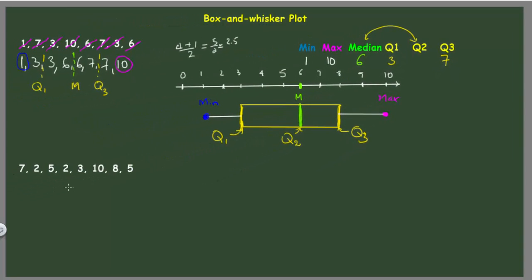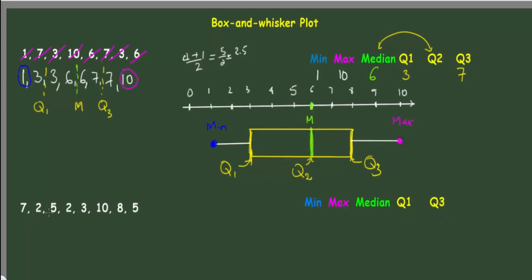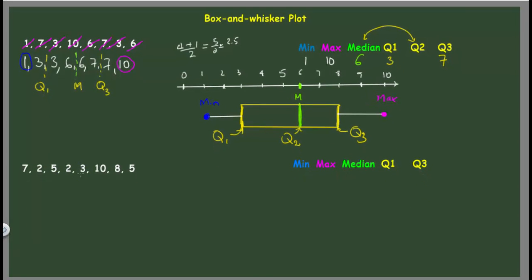Now, let's take a look at this other example. Again, we want to find the minimum, the maximum, the median, the first quartile, and the third quartile. First of all, we need to order these numbers in increasing order, and that's our set of numbers in increasing order. Now we want to cross out and find what we need.